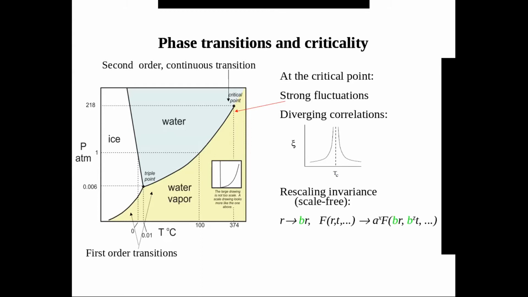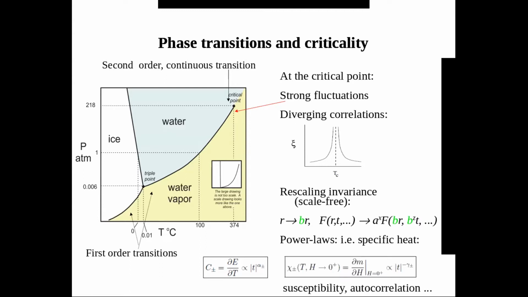diverges, and there is a rescaling invariance, which is also said as the system is scale-free, which means if you rescale the distance r by b, all the thermodynamic functions are homogeneously rescaled with a function of b. z is the dynamical exponent and chi is some other physical-quantity-dependent exponent. So, for example, as a consequence of this rescaling, you find power laws in the specific heat defined as usual, or in susceptibility and in autocorrelation functions.